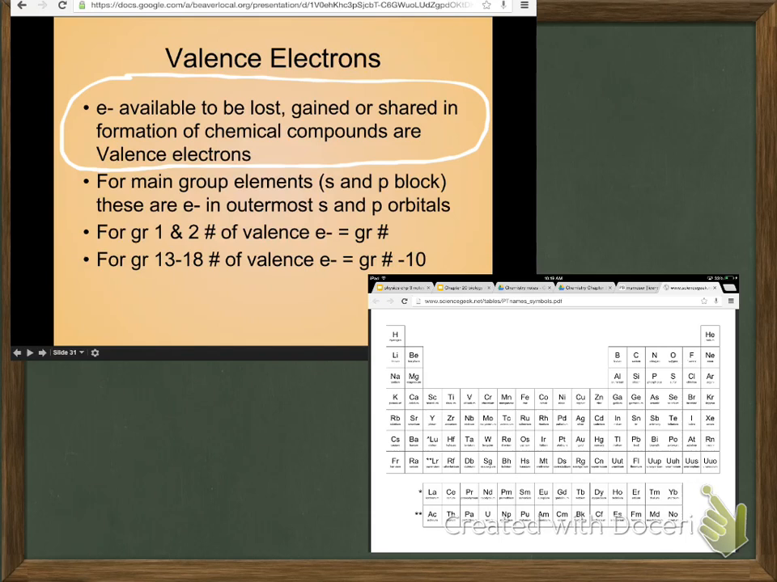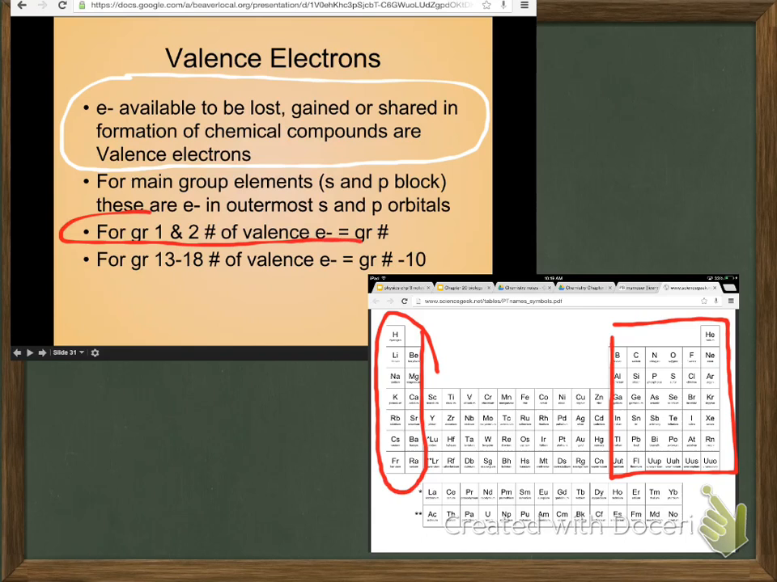Now here's the tricky bit, and you already get S and P. That's fine. So for S and P, it's the highest main occupied energy level, those main group elements. For anything in the S block, it's the same as the group number. For the P block, it's the highest main occupied energy level, so it's an S and a P. Good. For the S block, groups 1 and 2, valence electrons are equal to group number. For groups 13 through 18, they're equal to group minus 10.